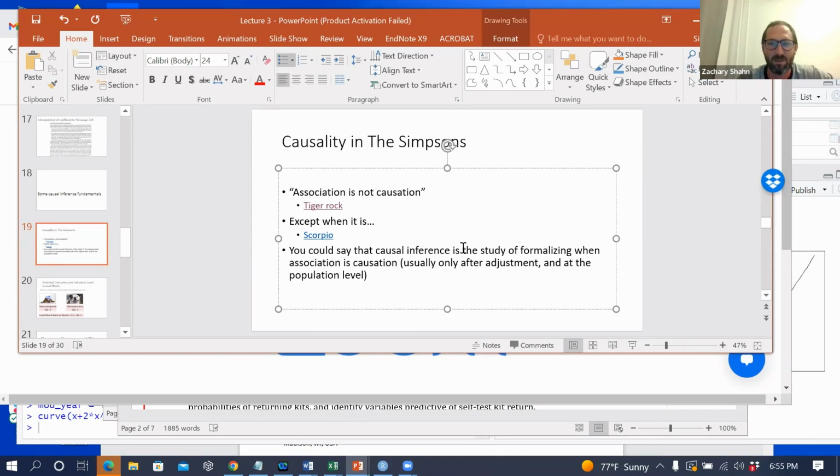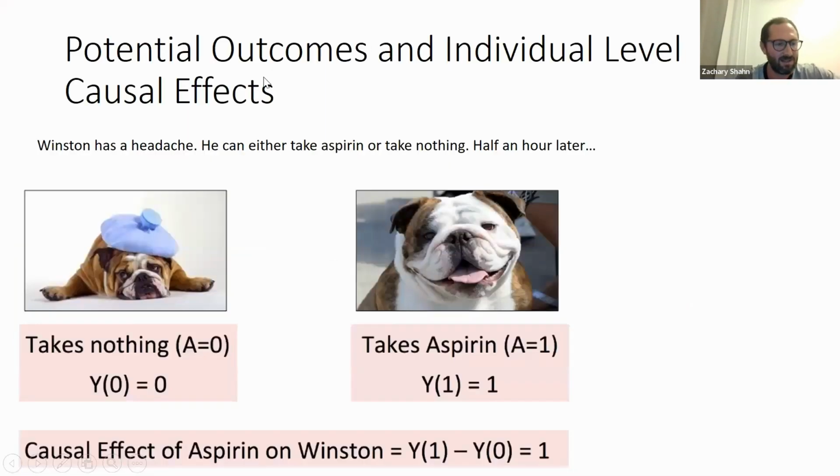And causal inference might be, you might say, the study of formalizing when association is causation and what associations are of causal effects. To formalize causal effects, we'll use this terminology of potential outcomes, okay? So a potential outcome is a value of an outcome that you would observe under a certain treatment assignment.